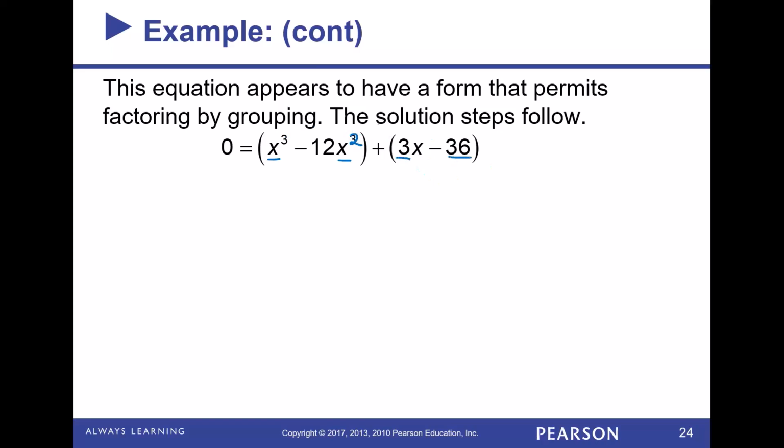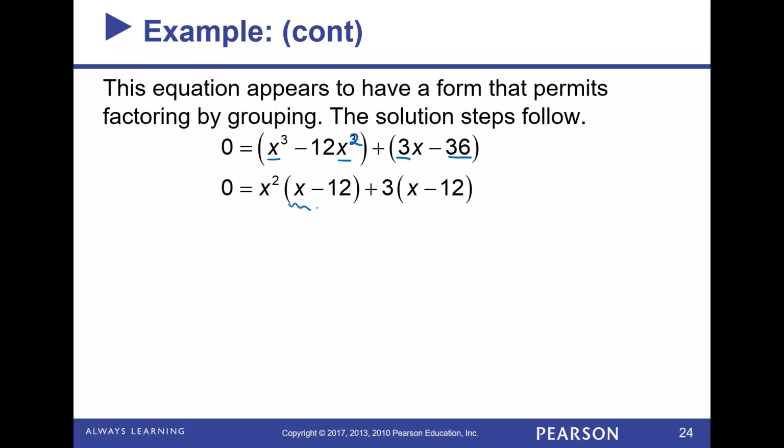Here, I'm noticing they both share a factor of 3 because 36 is divisible by 3. So I'm going to factor out a 3. So this one, I'm going to pull out my x squared. This one, I'm going to pull out my 3. And when I factor out my x squared here, that's going to leave me with x minus 12. And when I factor out a 3 here, I'm going to be left with x minus 12. Okay.